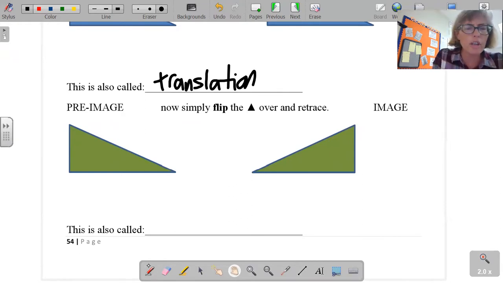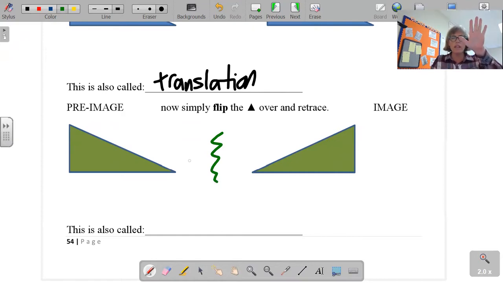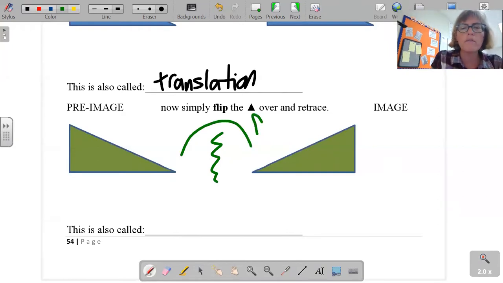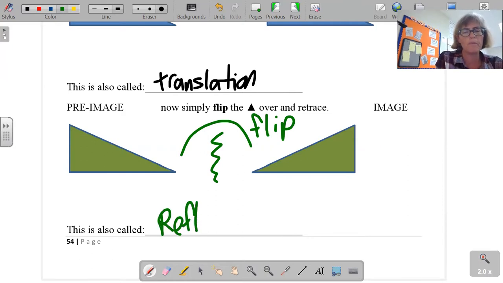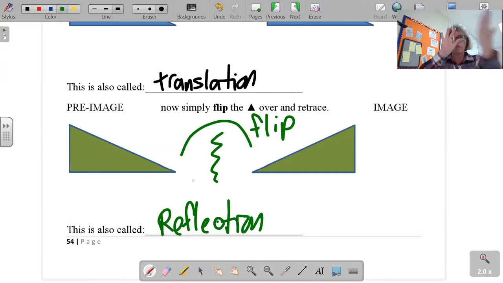Now, imagine a mirror here, and you're taking an image and flipping it over completely. Flip. This flip motion, flipping over, if you will, or a mirrored image, that's called a reflection.